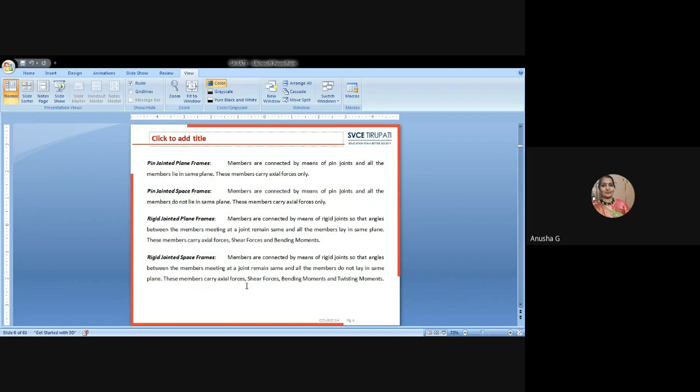Next we will see pin jointed space frames. Space means it has X, Y and Z directions. For this type of condition, members are connected by means of pin joints, and all the members do not lie in the same plane. These also carry axial forces only. This type of force will be observed in pin jointed space frames. For your competitive exams, they will ask what the different types of frames are that you check in STAAD Pro. One will be space and another will be plane.